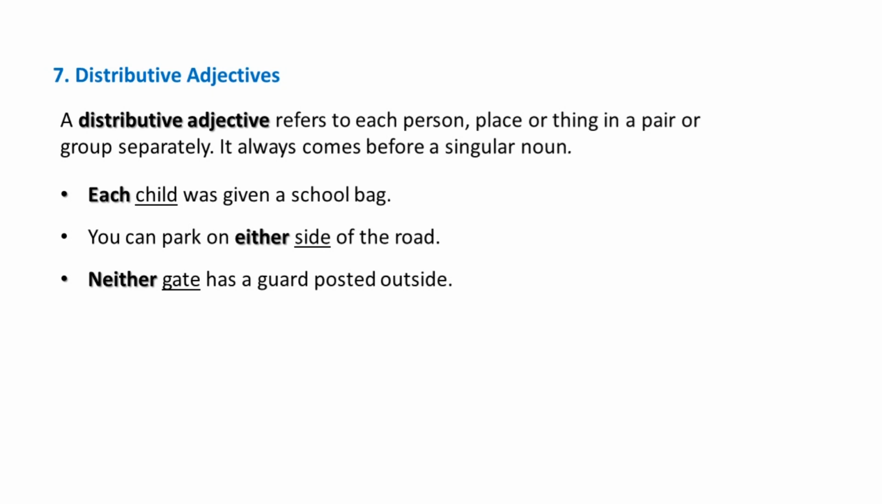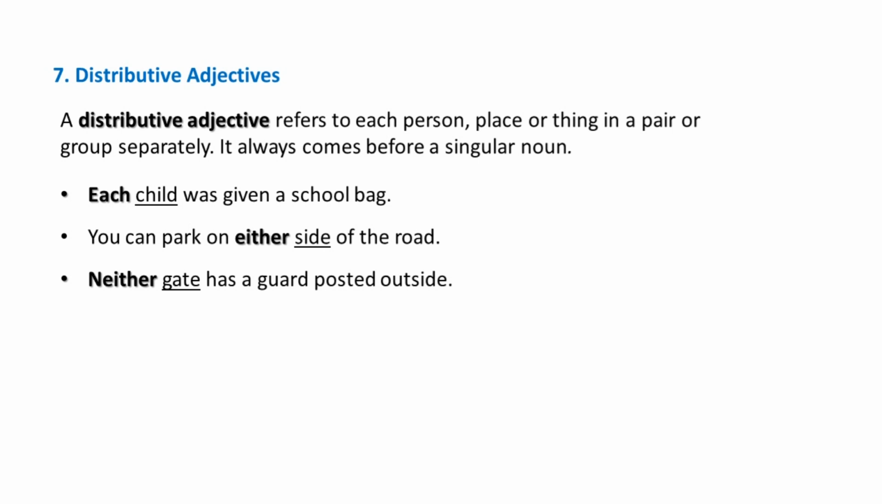And the third example, neither gate has a guard posted outside. Suppose there are 2 gates and you want to specifically say that the first gate has no guard posted, and the second gate also has no guard posted outside. So instead of telling two sentences, you can just say that neither gate has a guard posted outside. So in that case, you are referring to each gate separately. Neither gate has a guard posted outside.